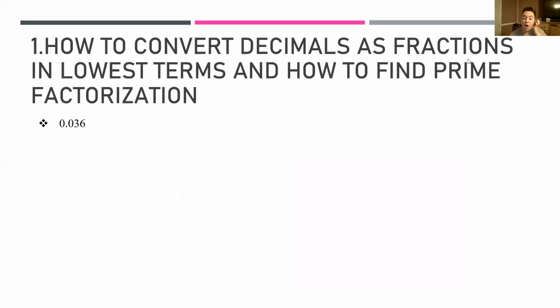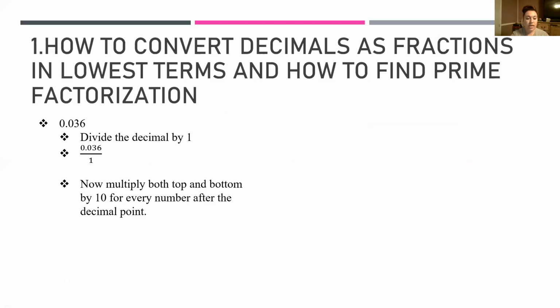Okay, so now on to 0.036. We're going to be doing the same thing. So we divide the decimal by 1, which is 0.036 over 1. And then multiply both top and bottom by 10 for every number after the decimal point. So we have our 0, we have our 3, and we have our 6, and so 36 over 1,000. Now we simplify. 36 over 1,000 divided by 4 equals 9 over 250.